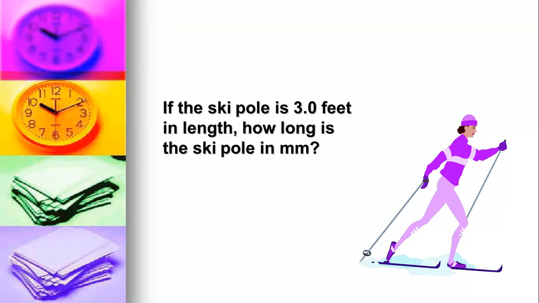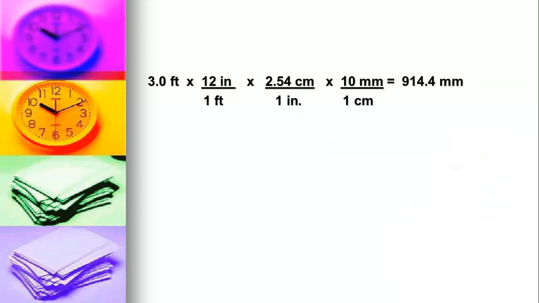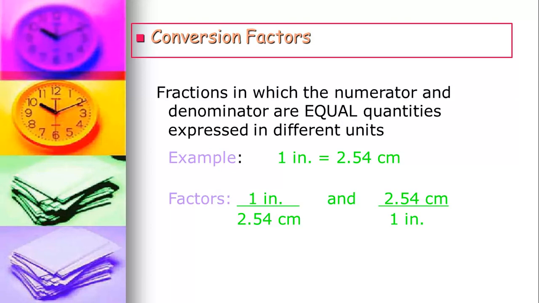If the sky pole is 3.0 feet in length, how long is the sky pole in millimeter? So, yun. So, 3.0 feet times 12 inches over 1 feet. So, ganito, no? Nasa denominator yung feet natin. Times 2.54 centimeter per inch times 10 millimeter per 1 centimeter. And multiply natin yung 3.0 times 12 times 2.54 times 10, and that is equals to 914.4 millimeter.